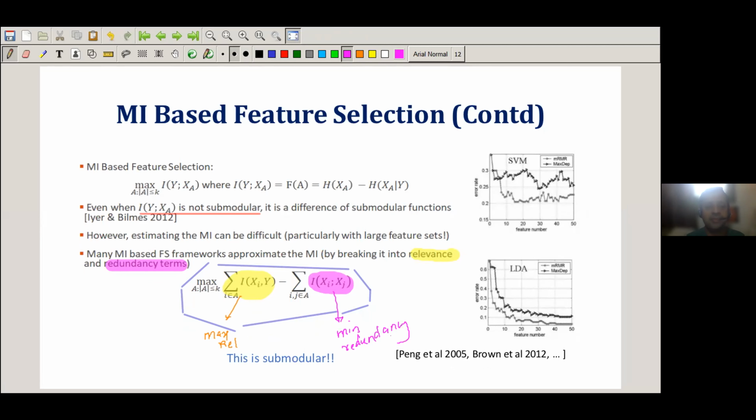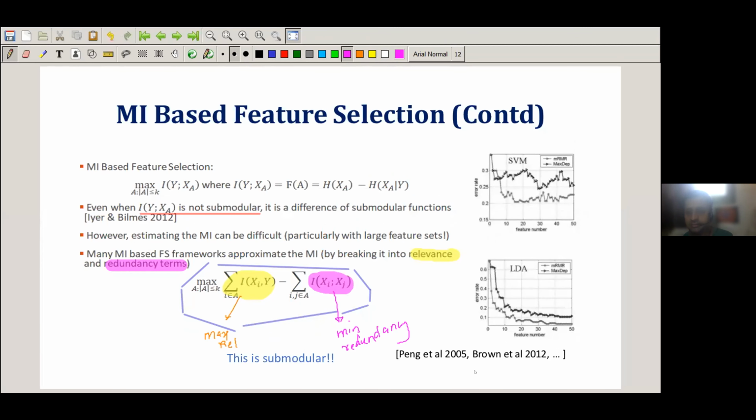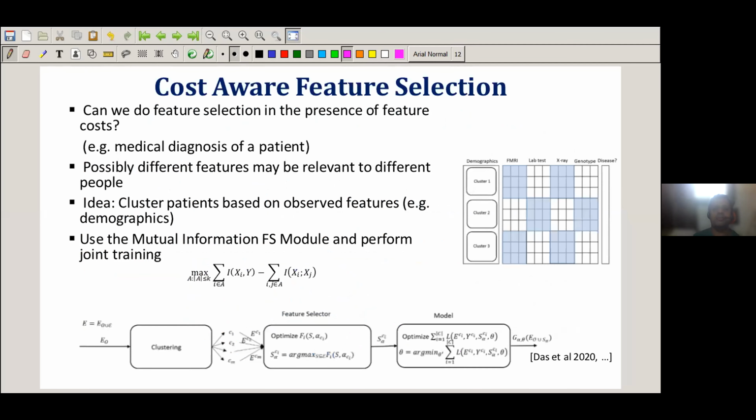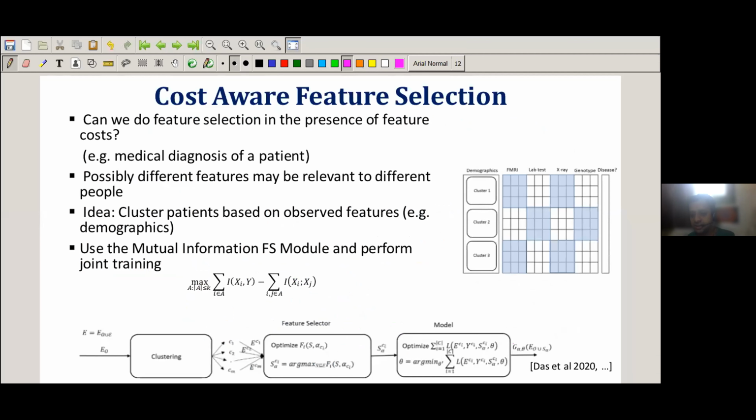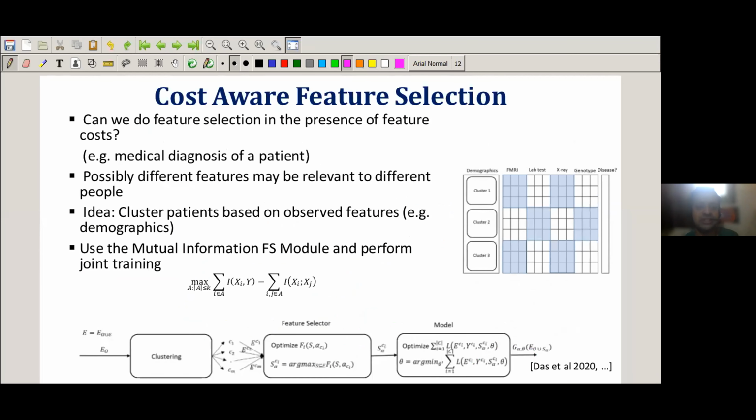Okay, and how does it work? It behaves pretty well. At least in the conventional, pre-deep learning era, such approaches have been very effective. But people have also tried other approaches. Can we do feature selection in the presence of feature costs? If I'm doing medical diagnosis of patients, and this is as recent as 2020, it's possible that different features are relevant for different people.